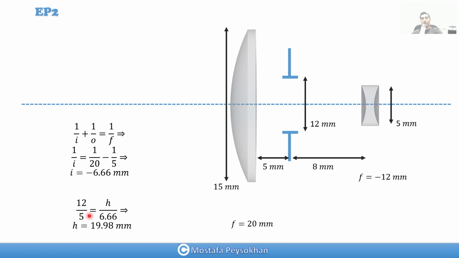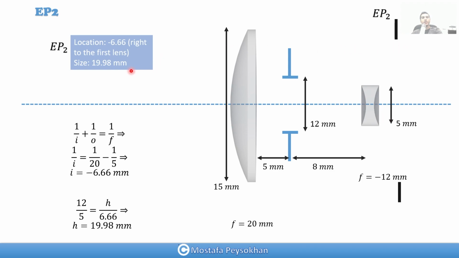Now we need to find the height. 12, which is this diameter, divided by distance, which is 5, is equal to the height divided by distance. Distance is 6.66, and the height is 19.98. So we know that this is a negative number, so the aperture's entrance pupil should be somewhere here. If we put it somewhere here, we know the location is negative 6.6, the size is 19.98.